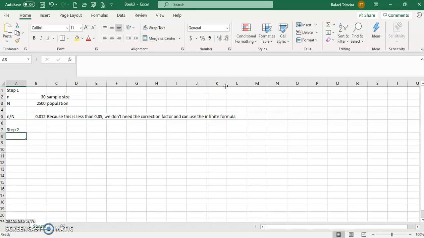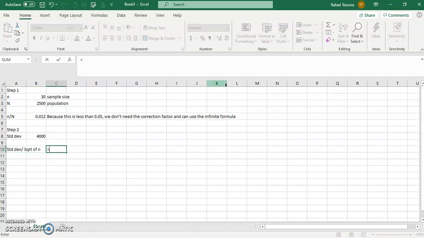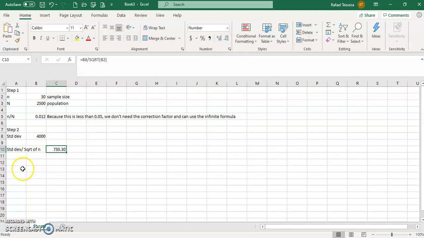Step 2 is computing the standard error of the mean. To compute it, you need the standard deviation, which is 4,000, given in the problem, and you need the sample size, which is over there. The formula is the standard deviation divided by the square root of n. So it's the standard deviation divided by open parenthesis, square root of the sample size, which is here. You can type or select the cell. So that's 730, like we have on the slides. Okay, step 2 is done.